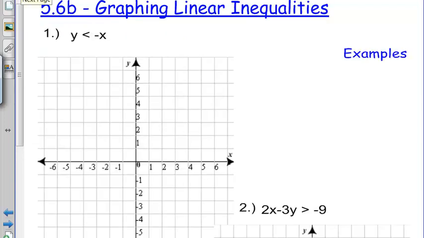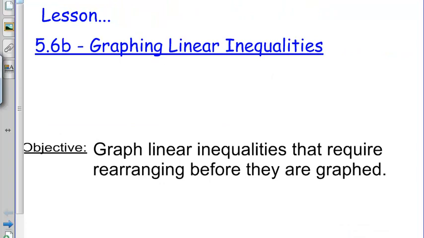Okay, so with this video, we're going to be graphing linear inequalities. That screen right there is what your note paper should look like. And graphing inequalities is not too bad, but we're working on ones that need to be rearranged before they're graphing. They're lines, obviously. So if that maybe makes you think of y equals mx plus b, that would be great.